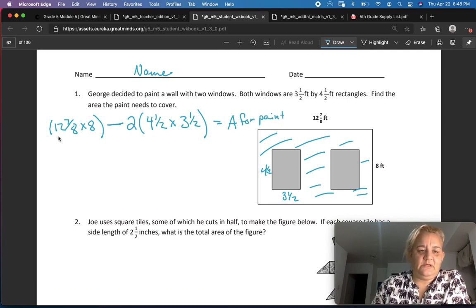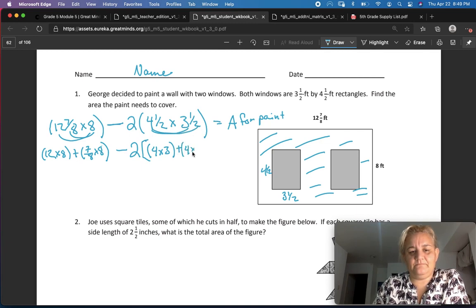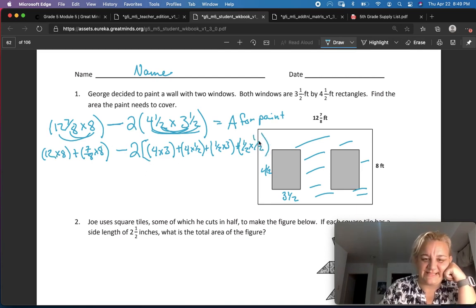So let's get right to it. 12 7/8 times 8. So first I'm going to take 12 times 8. And then I'm going to add 7/8 times 8. Okay. So there I've taken that to the next step. And then I'm still going to subtract, and then I'm still going to multiply this whole thing. Okay. Then I'm going to take 4 times 3. And then 4 times 1/2. And then 1/2 times 3. And then 1/2 times 1/2.